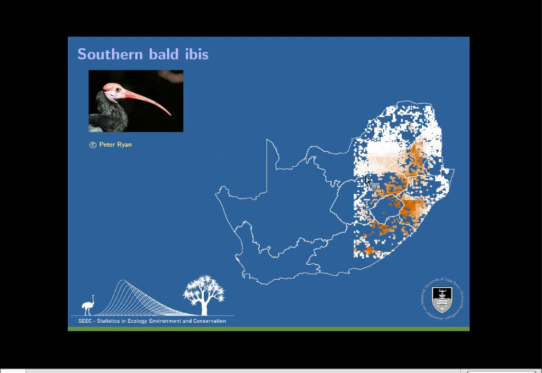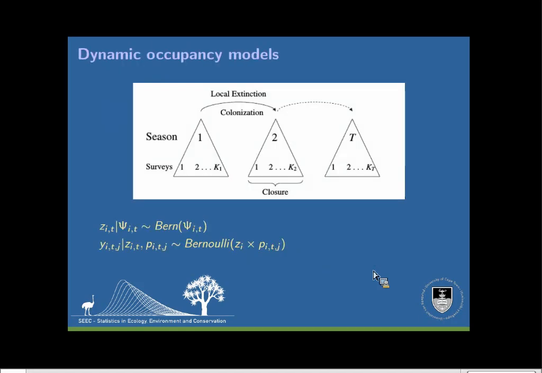Okay, so in the previous Toolbox seminars, I used Southern Bald Ibis as an example and bird atlas data, and that's just an example where we modeled the distribution of the bald ibis using occupancy models and spatial covariates. Okay, but now I want to move on to the dynamic occupancy models. Those are really just an extension of the single season occupancy models, and the main thing is that they are relaxing that closure assumption.